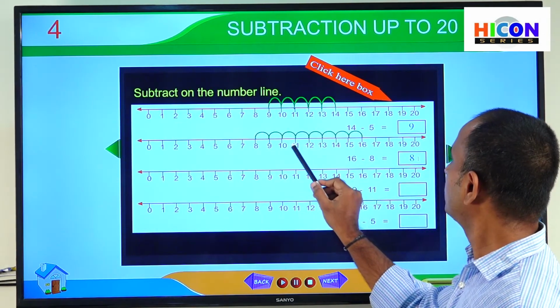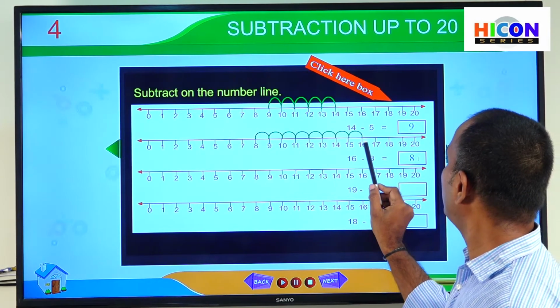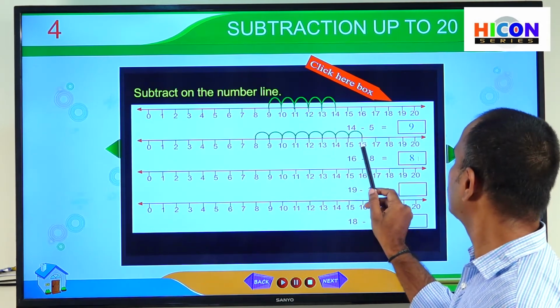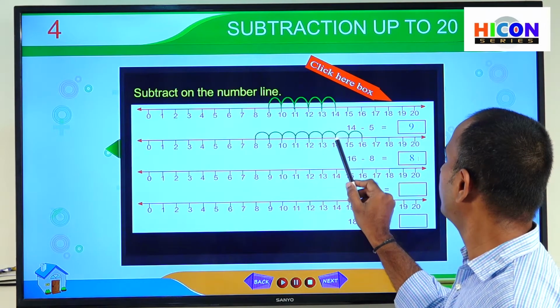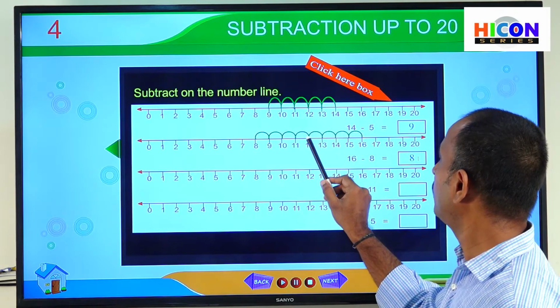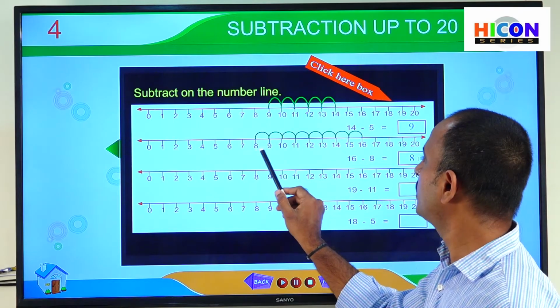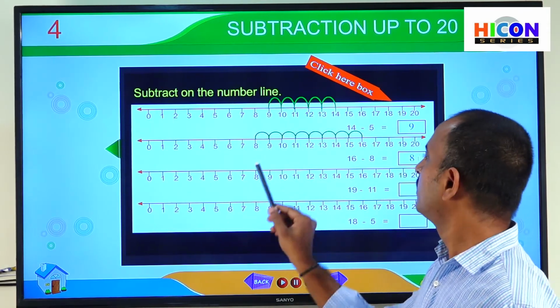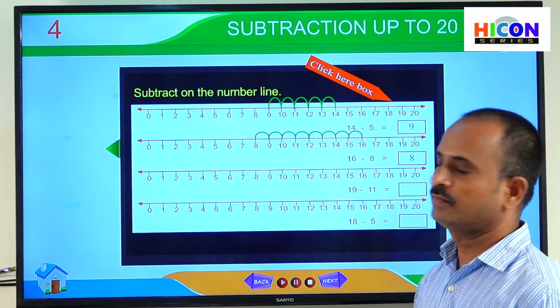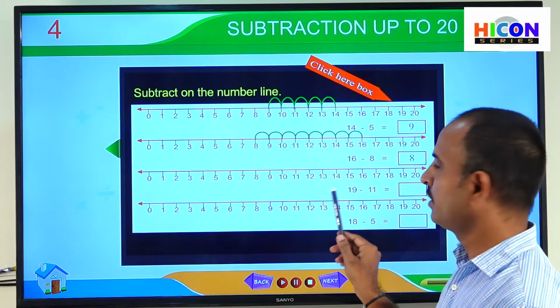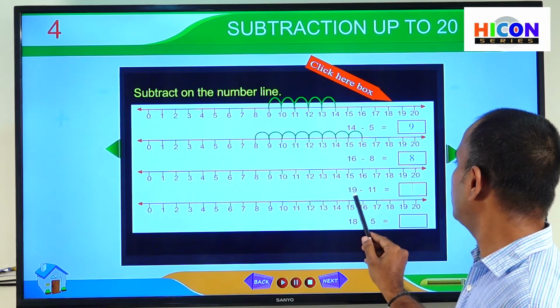So children, observe carefully how we have moved the 8 steps backward. So 16 to 15, 15 to 14, and 13, 12, 11, 10, 9, 8. So after moving 8 steps, we have reached the number 8. This number is called the difference. So see the third problem. So what is the third subtraction?